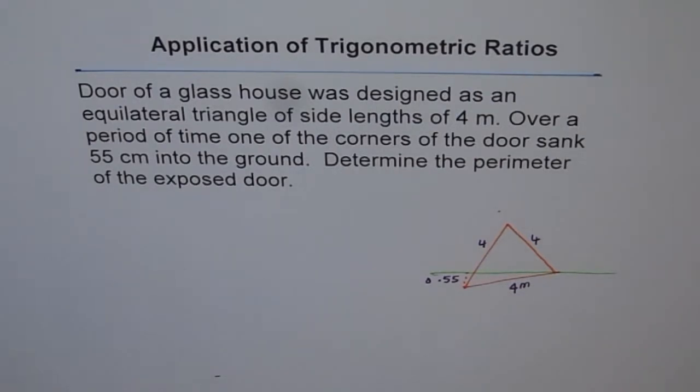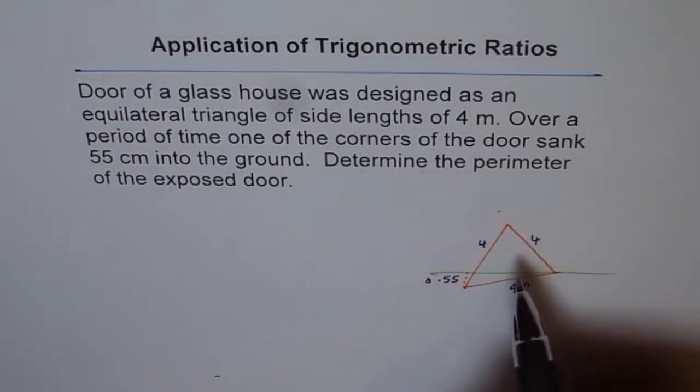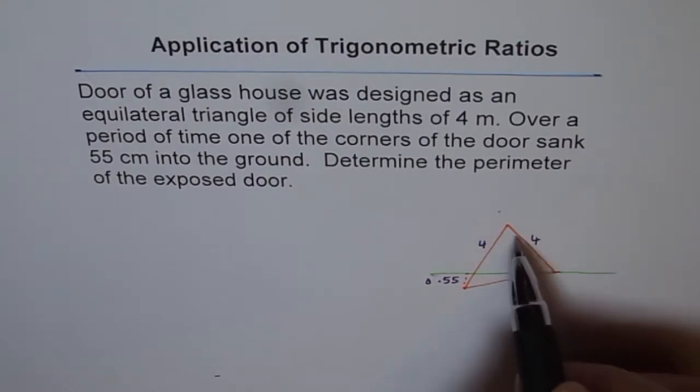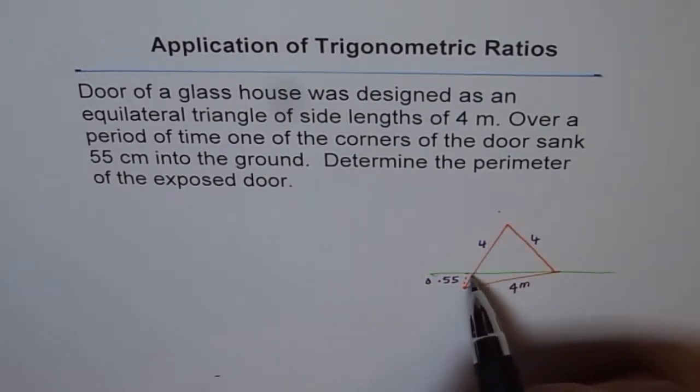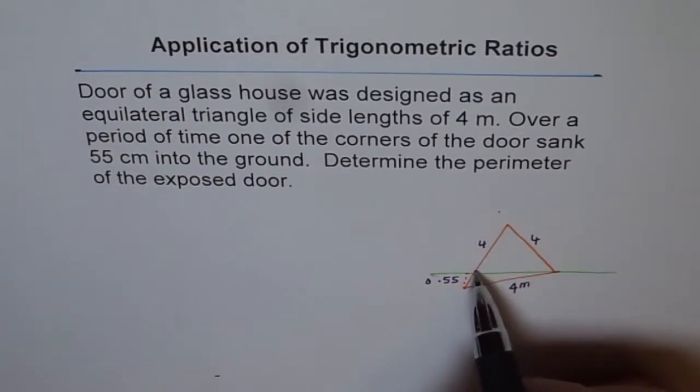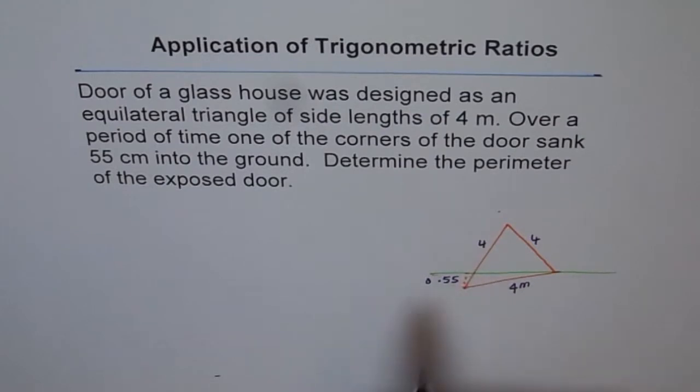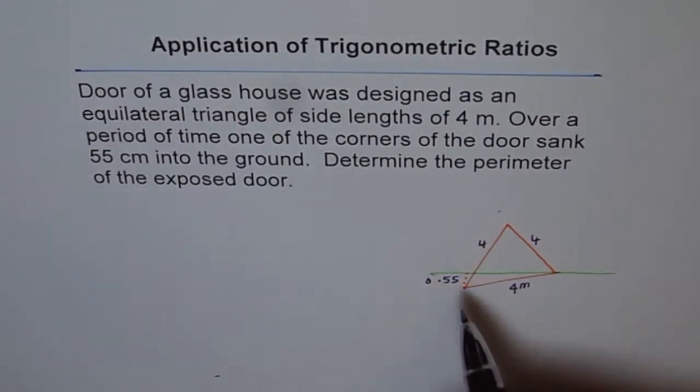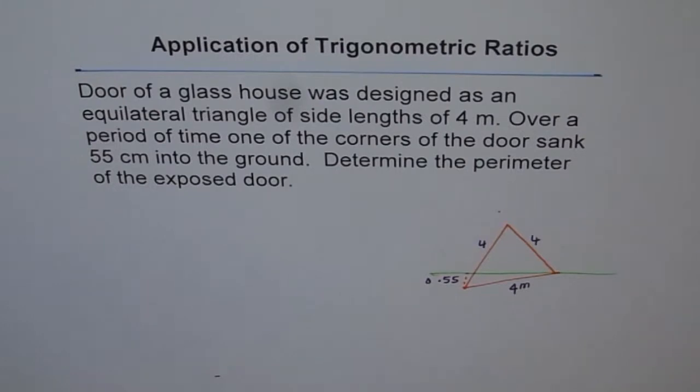Now what we need to find is the perimeter of the exposed part. This side is 4, we know, and that side is slightly less than 4, and we will not consider this side because that is the unexposed portion of the door. So we need to find this length. If we know this length, then we can take it away from 4, and we know how much less the exposed side is.